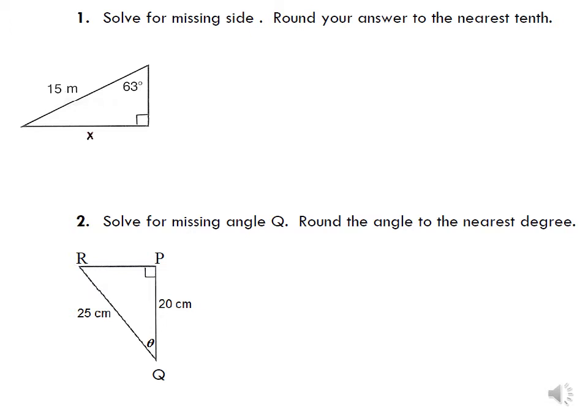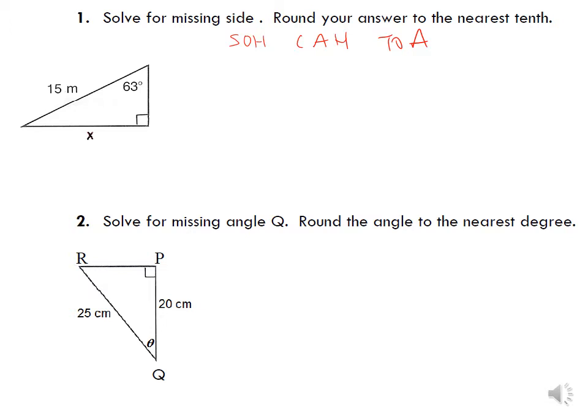So you have to decide which tool out of your toolbox to use. You take a look at your triangle, you see that little square for 90. Automatically, hopefully that should signal to you to write down these 3 words. Step number 1, circle your reference angle.